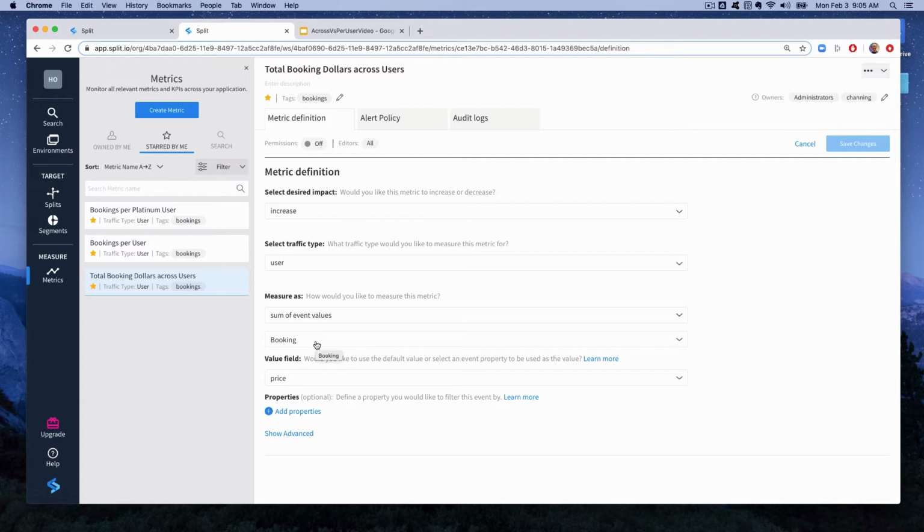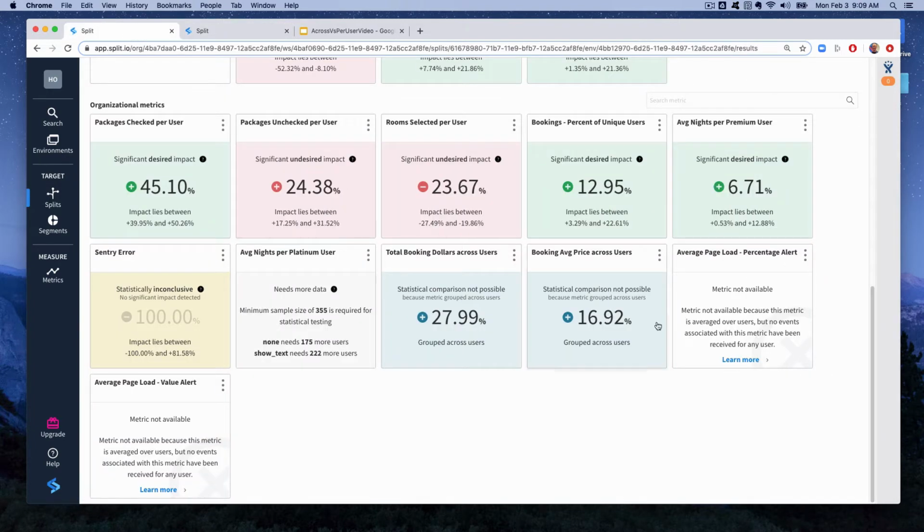So what this metric is going to do is, for every booking event for a particular treatment for a split, it's just going to add up the value of the price field and put it in a single value for the entire metric for each treatment. Now let's go and see what that metric result looks like for an actual split.